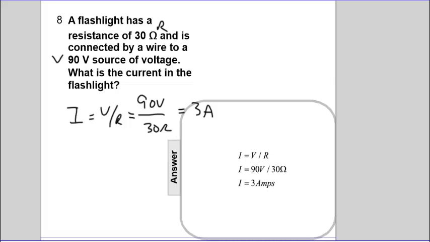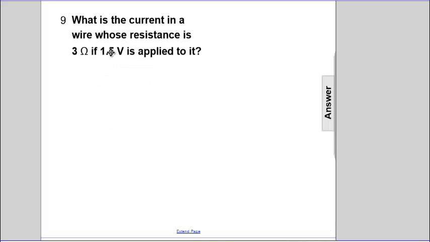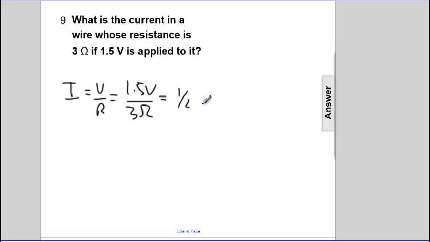Nice work. Keep going. What is the current in a wire whose resistance is 3 ohms if 1.5 volts are applied? So again, solving for I, it's V over R. So we have 1.5 volts applied across 3 ohms. 1.5 over 3 is 1/2 of an amp. Volts over ohms are amps.